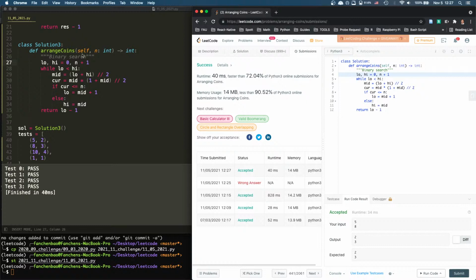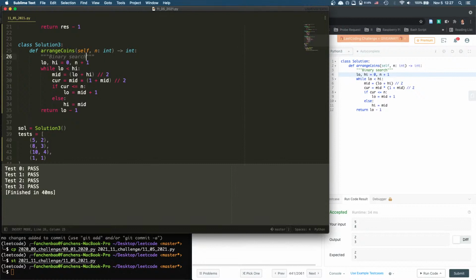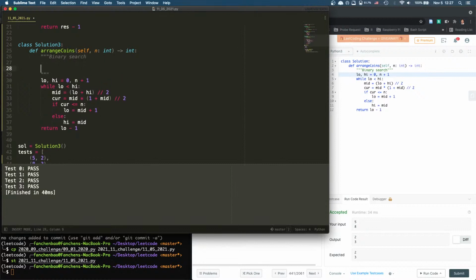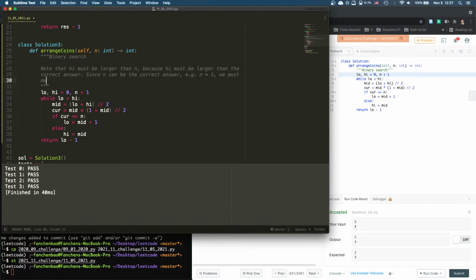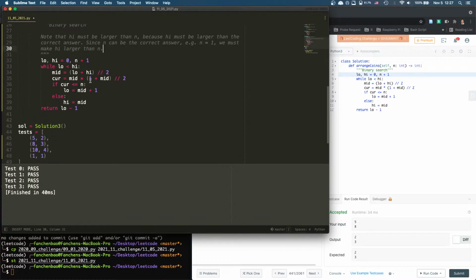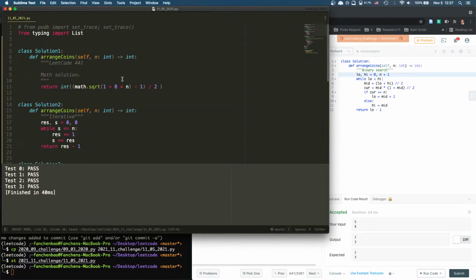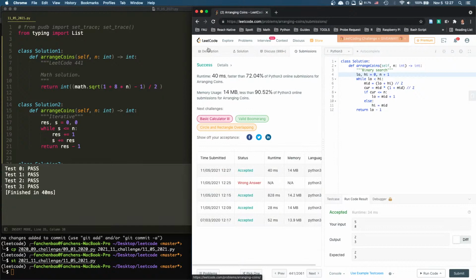It's hard to realize. So probably have to write something here. Note that high must be larger than n because high must be larger than the correct answer. Since n can be the correct answer, e.g. n equal 1, we must make high larger than n. So yeah, that's that. It actually took way longer than I wanted, but it's good.